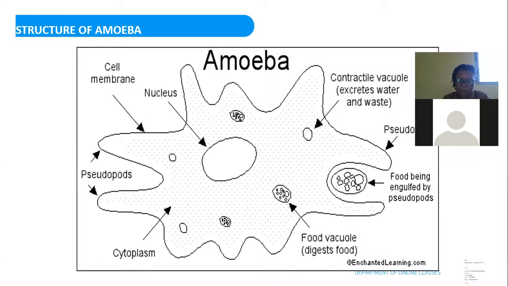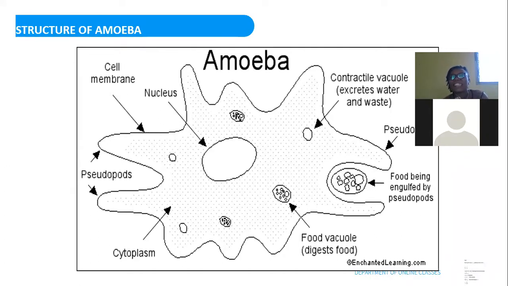Okay, now the plasma membrane, or in other words, the cell membrane, is normally elastic and it is semi-permeable. Well, let me say it is permeable, in the sense that it allows movement of substances into and out of the amoeba.